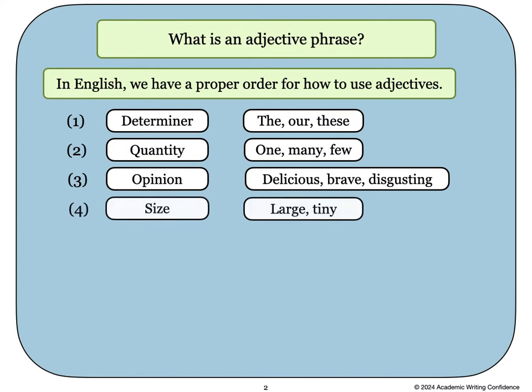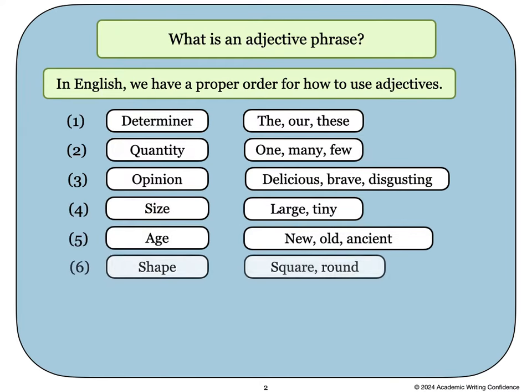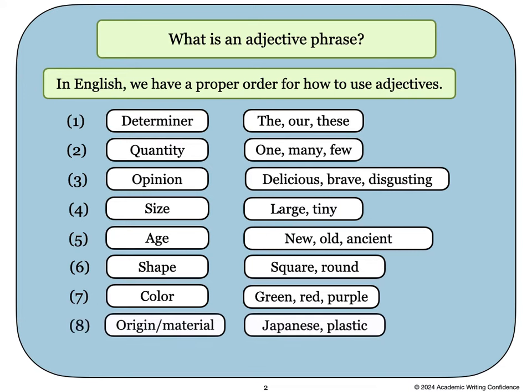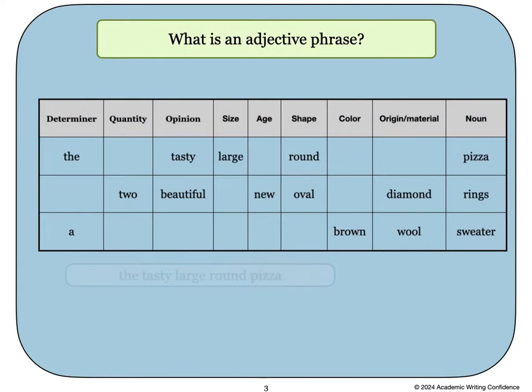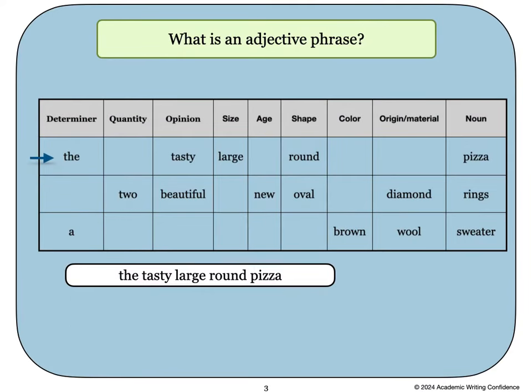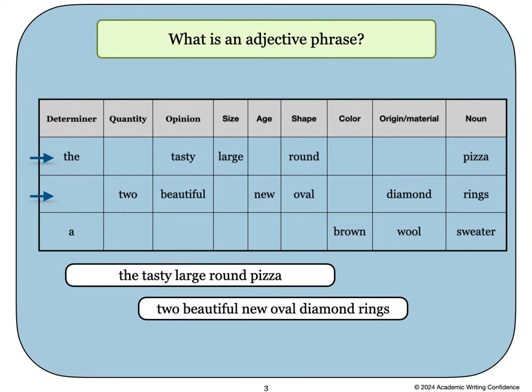Then the list follows with size, age, shape, color, and origin or material. Let's look at a few examples. The tasty, large, round pizza. We do not say the round, large, tasty pizza, or the round, tasty, large pizza. Here's another example. Two beautiful new oval diamond rings.